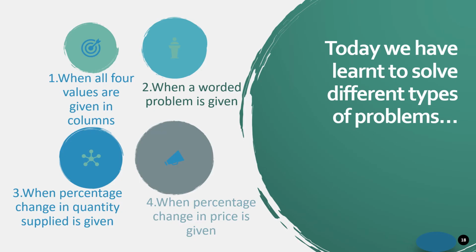So there we are, students. Today we have learned to solve different types of problems. The first one, when all four values are given in two columns. The second type, when a worded problem is given and you have to find the percentage changes in both quantity supplied as well as price. The third type, when the percentage change in quantity supplied is given and you have to find the percentage change in price. And the fourth type, when percentage change in price is given and you have to find the percentage change in quantity supplied and then go on to find the elasticity of supply.